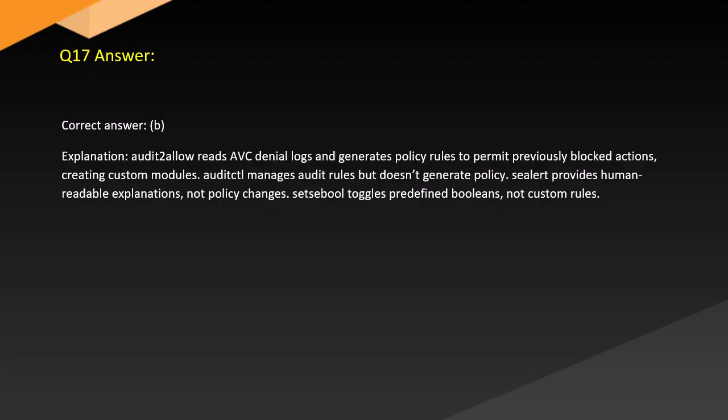Answer. Correct answer, B. Explanation. audit2allow reads the denial logs and generates policy rules to permit previously blocked actions, creating custom modules. The audit tool manages audit rules but doesn't generate policy. sealert provides human-readable explanations, not policy changes.